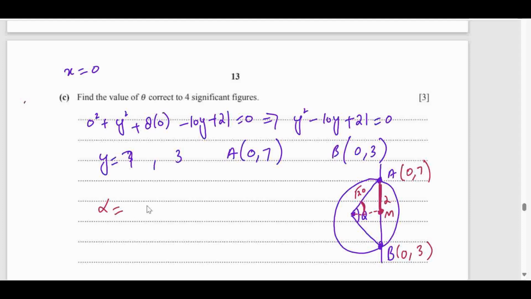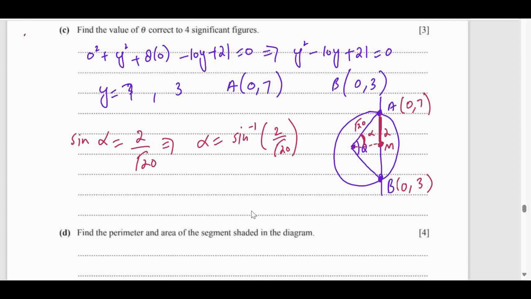So let's find this angle alpha. We know sine alpha is equal to perpendicular by hypotenuse, so alpha is equal to sine inverse of 2 by square root of 20. And finally, we know this was the angle bisector, so theta will be equal to 2 times alpha. So let's find the values now.